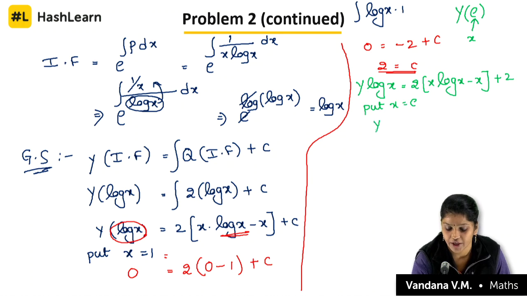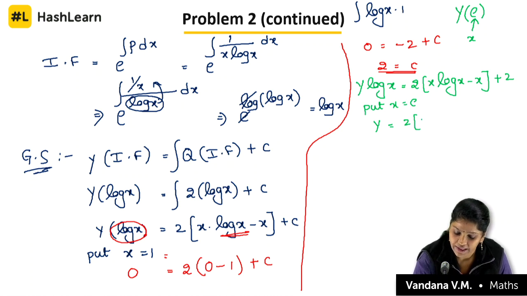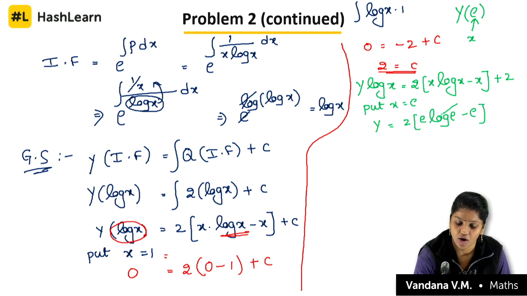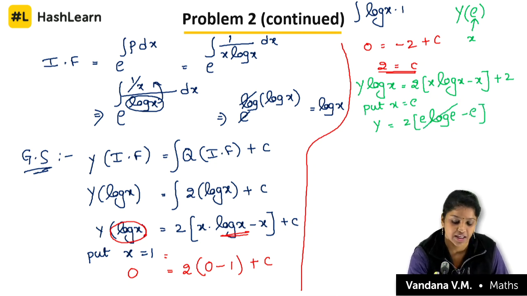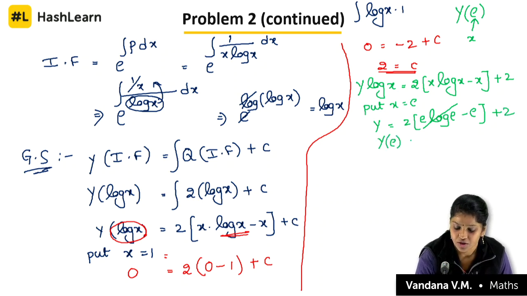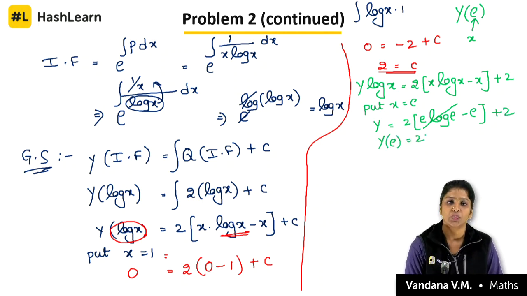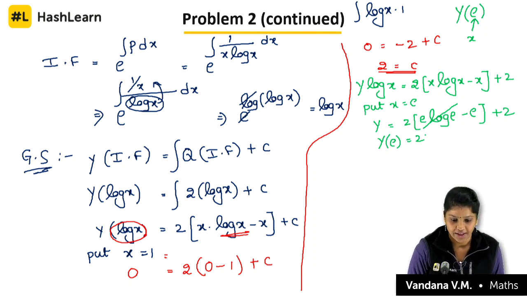Here, y into log e is 1. So y is equal to 2 into e into log e is 1, minus e. See here, log e means 1, e minus e is 0, plus 2. So what is the value of y of e? So y of e is 2. Clear, children? Any doubts? Yes, many people gave the answer.